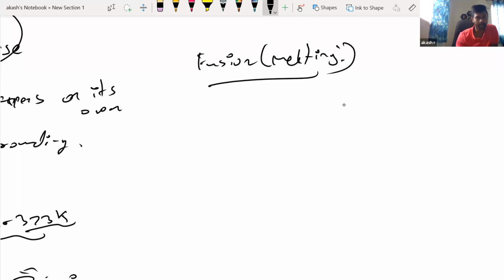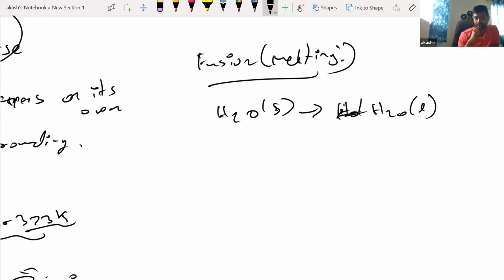Okay, that is nothing but melting. So now what happens here? Basically, H2O in solid phase will go to H2O in liquid phase. Now fusion, obviously, this happens at what degree? This happens at 0 degrees Celsius.